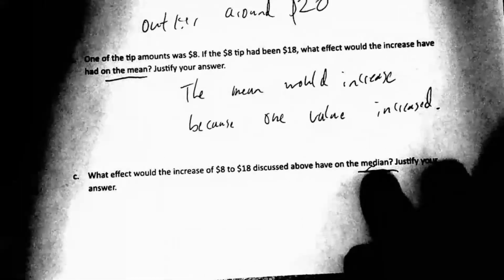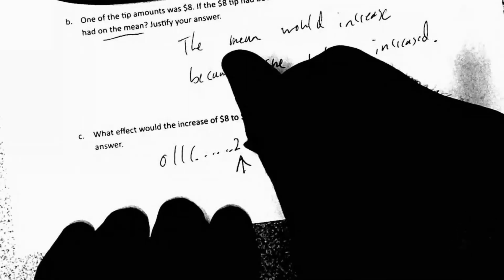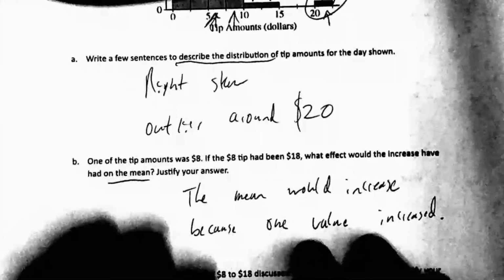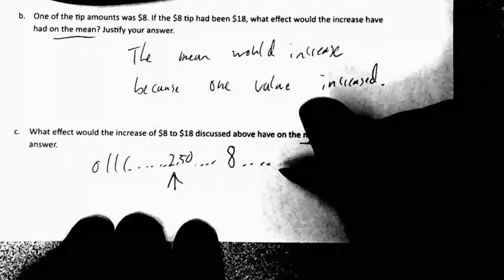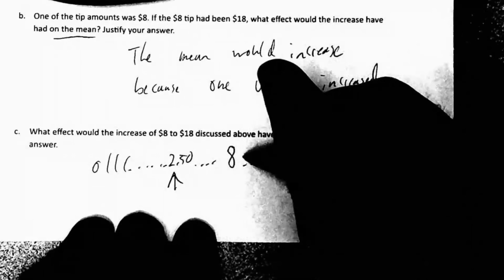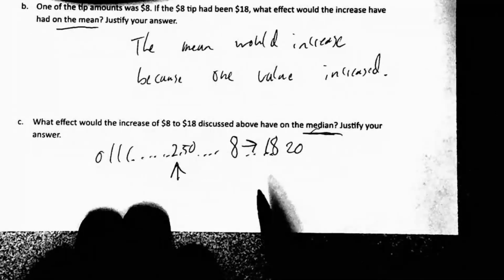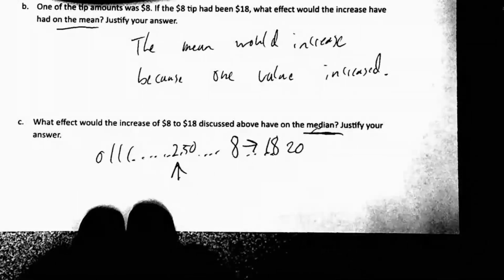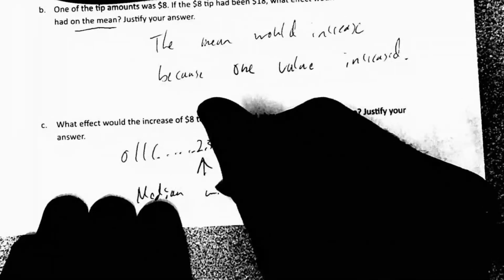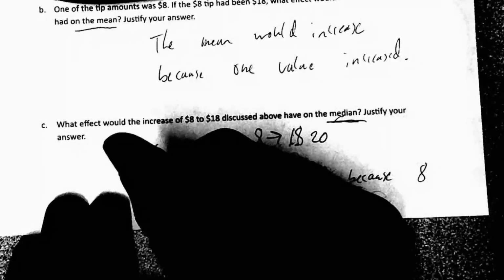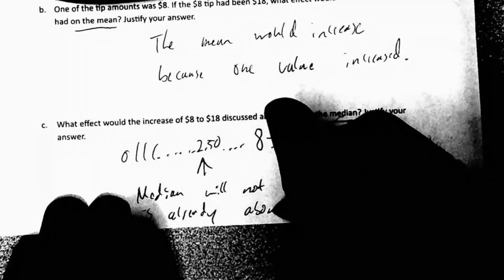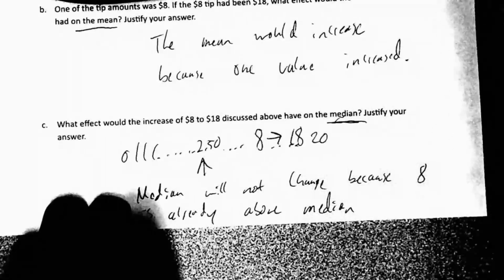I'm going to show this kind of visually here. The median, the middle of the data, we have a bunch of data points, right? We have some zeros and one, and it kind of continues. Right in the middle, we have about $2.50. I can tell that just by looking at the distribution. And then we would sort of continue, and we already have this $8 here, right? And then it's going to continue. And then we have $20 at the end. So if I move this $8 to $18, since it's already above the median, the median is not going to change, because 8 is already above the median. Okay.